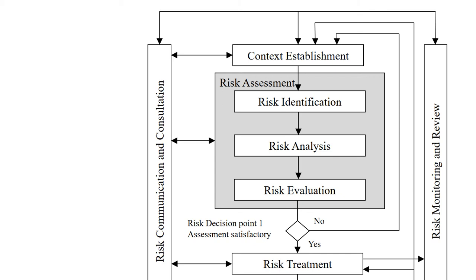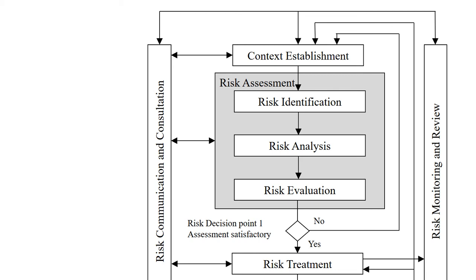The first thing that we conduct in ISO 27005 is to establish a context. Once it is established, we conduct the risk assessment phase that consists of identification, analysis, and evaluation. If you are satisfied with the outcome of the risk assessment phase, then only will you go for the risk treatment phase. Otherwise, you have to go back to the context establishment.